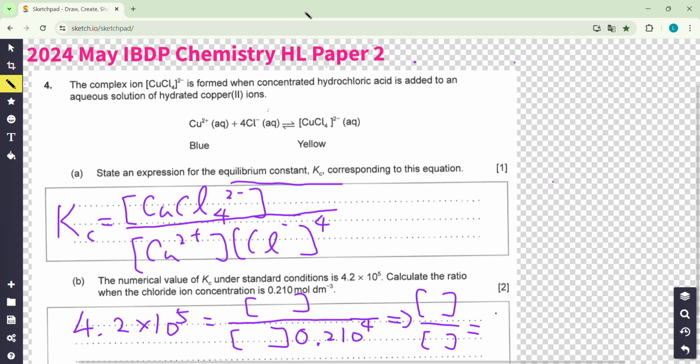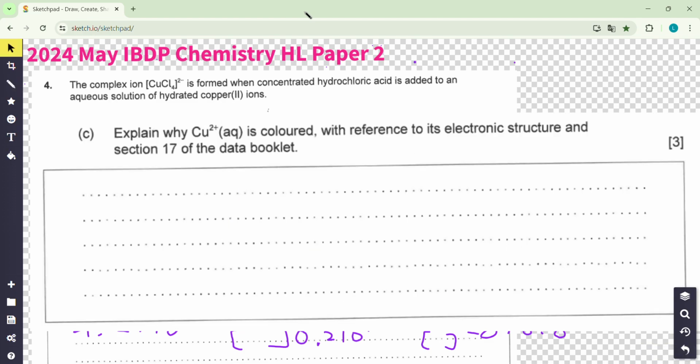Pause and do it. Really try. You need some experience of doing the calculator, because you can do it. I'm sure. Welcome back. Got it. 816.8.